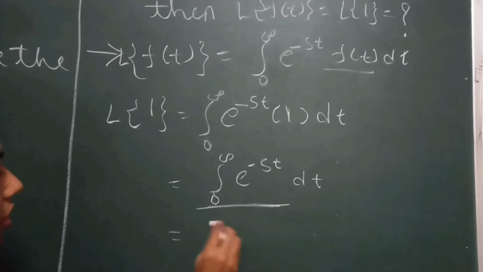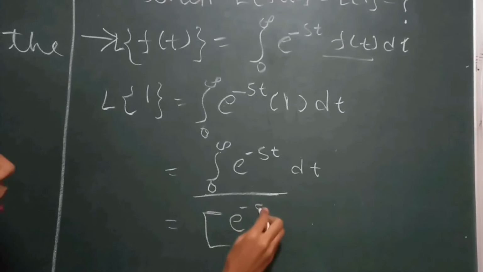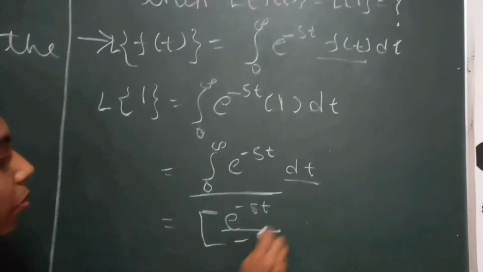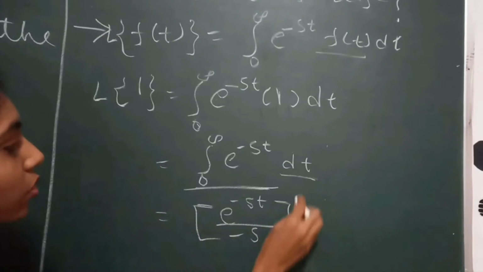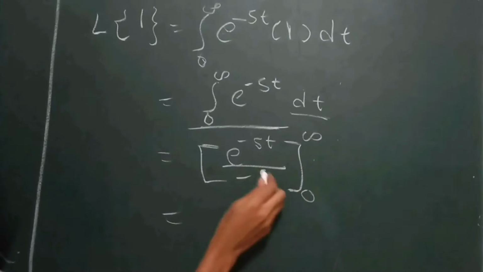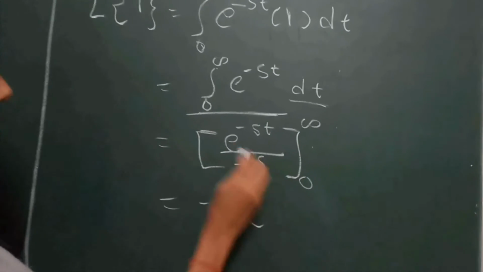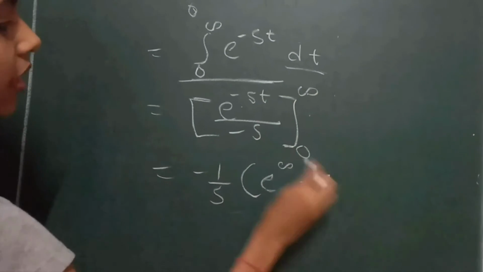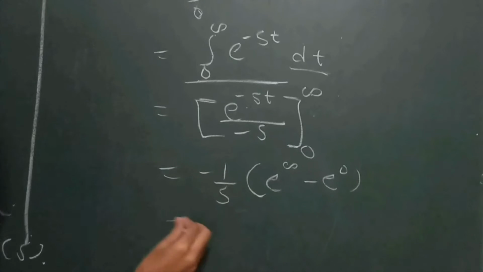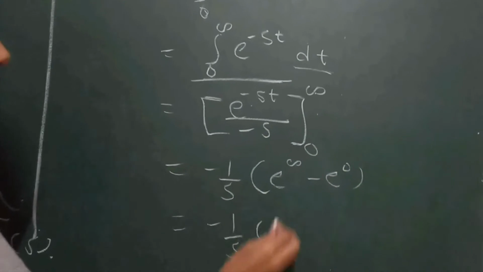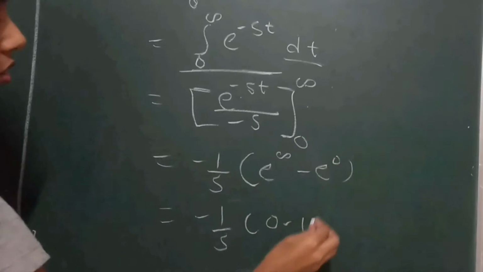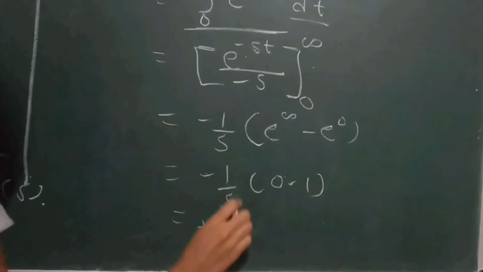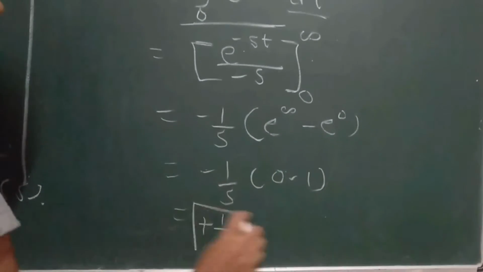Now the integration of e raised to minus st with respect to t is e raised to minus st upon minus s, from 0 to infinity, which is equal to minus 1 upon s times e raised to infinity minus e raised to 0. E raised to infinity is 0, e raised to 0 is 1. So minus minus plus, so 1 upon s.